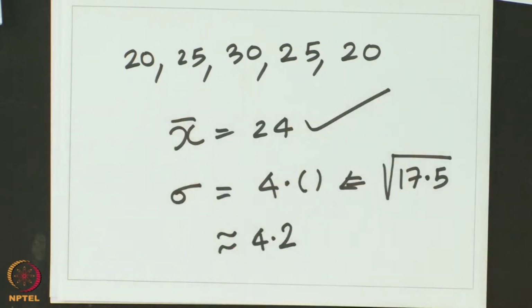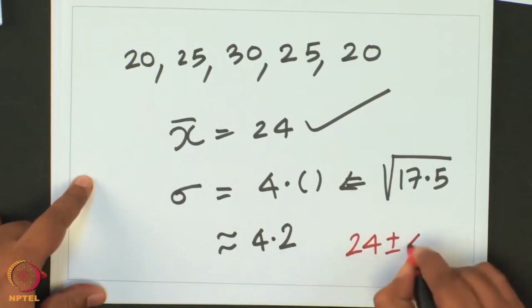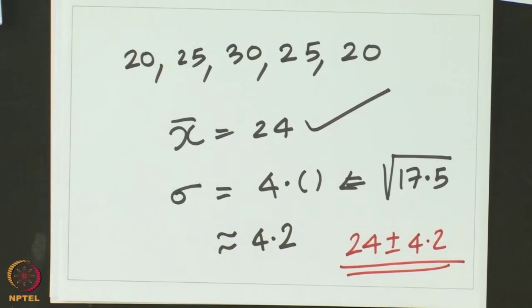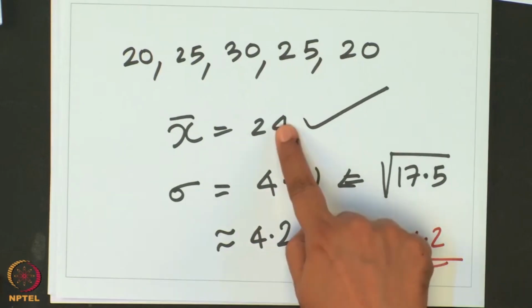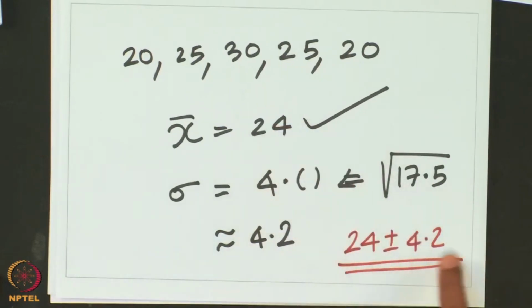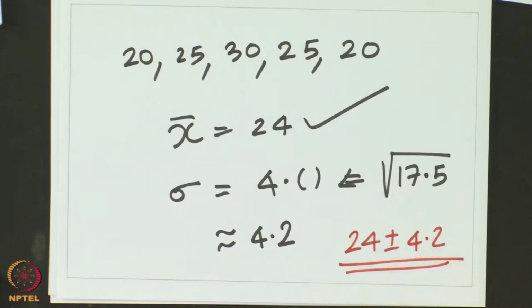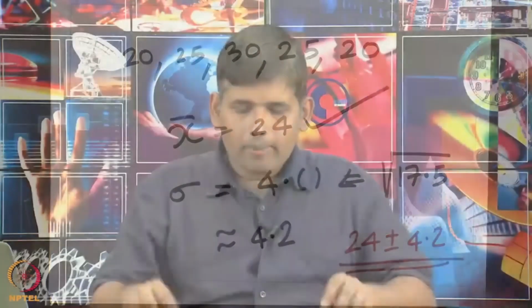So a typical way to write it would be 24 plus or minus 4.2. This is just an example. Instead of conveying all these numbers, I could convey just two numbers, the mean and the standard deviation, 24 plus or minus 4.2. So we could convey data sets by two numbers, mean and standard deviation.